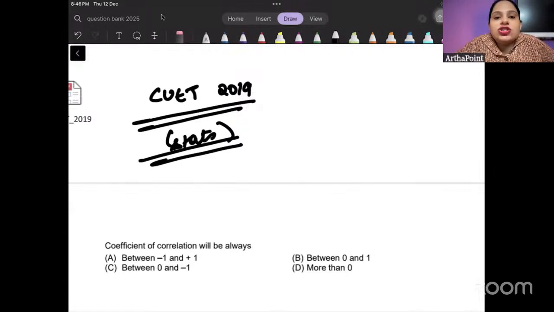Coefficient of correlation will always be between. Okay, everyone is saying A. Okay, good. That is the correct answer. The correct answer to this question is in fact A.